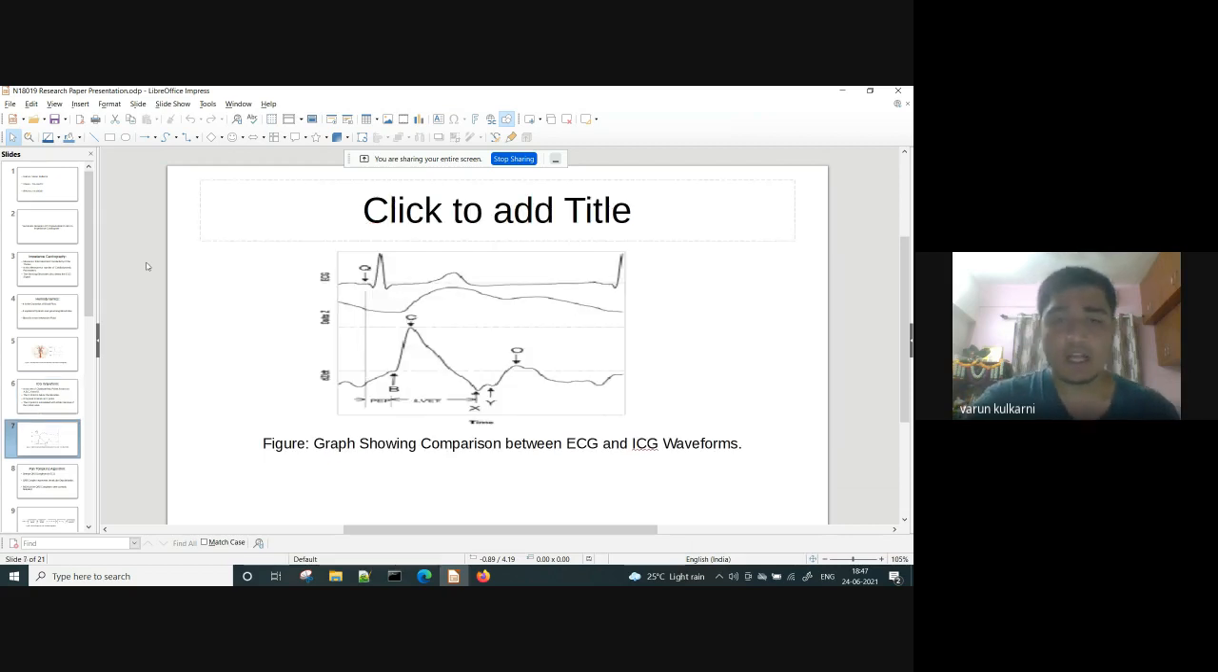Here is a graph which shows the comparison between ECG and ICG waveforms. We can clearly see that the ICG waveform has a greater number of points, where you can see the C point, B point, X point, Y point, and O point. And in the ECG you have only one point, which is the Q point.